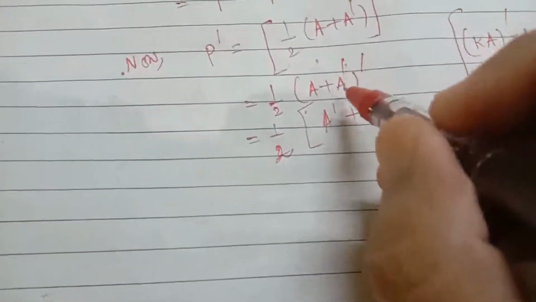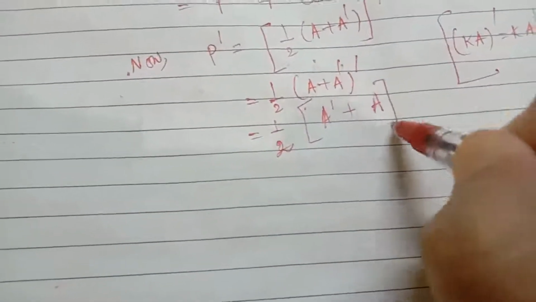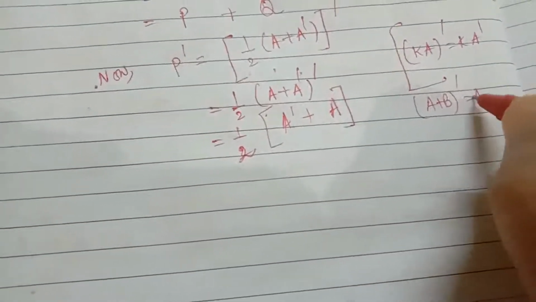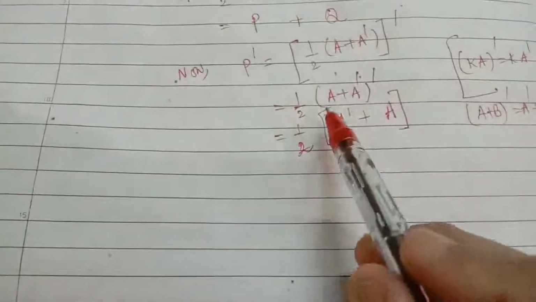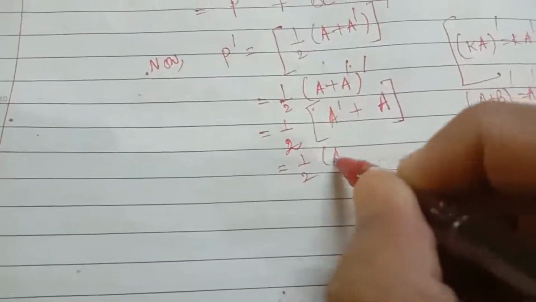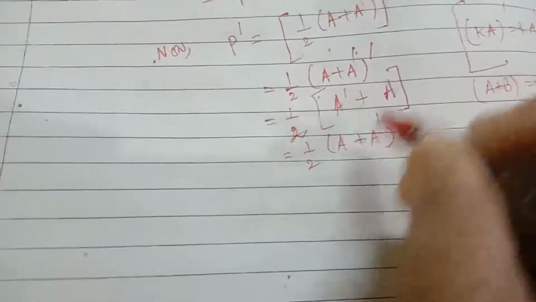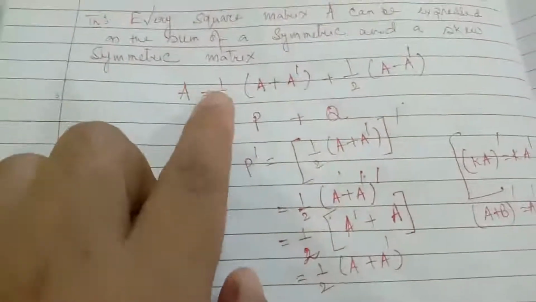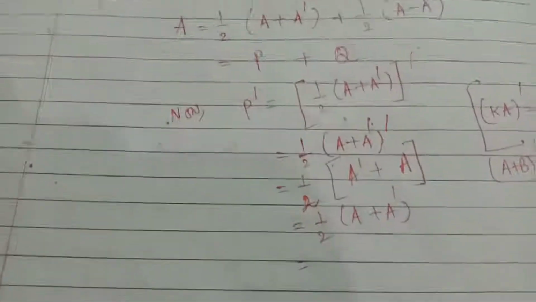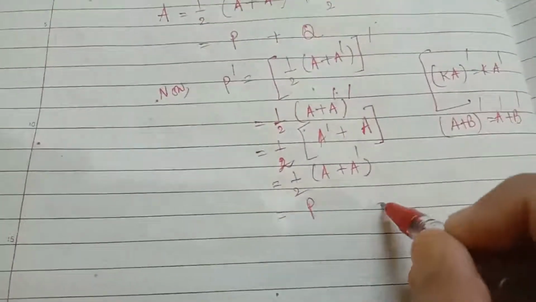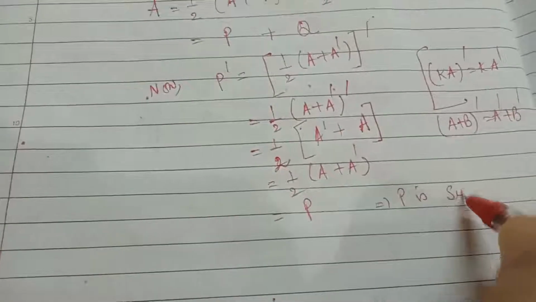Now B is A dash, this second matrix is A dash. A dash transpose will be A. Using this property, A plus B whole dash is equal to A dash plus B dash, we get A dash plus A dash whole dash is A. Matrix addition is commutative, half into A plus A dash plus A is half into A plus A dash. Now you see, half into A plus A dash is our P. We have considered half into A plus A dash as P. Ultimately, we get P dash equal to P, implies P is symmetric.